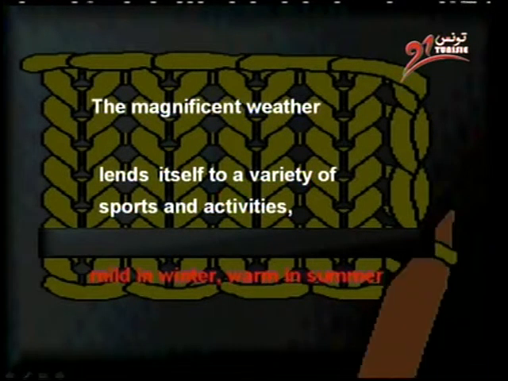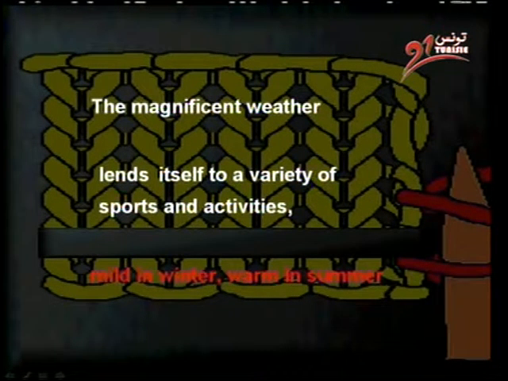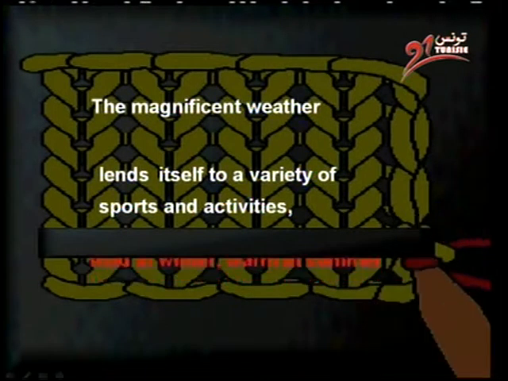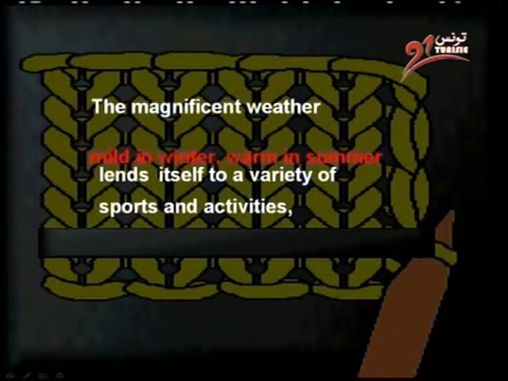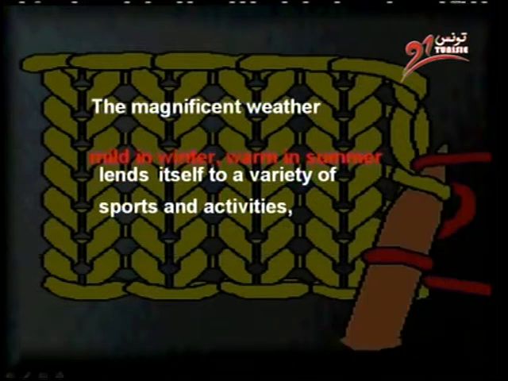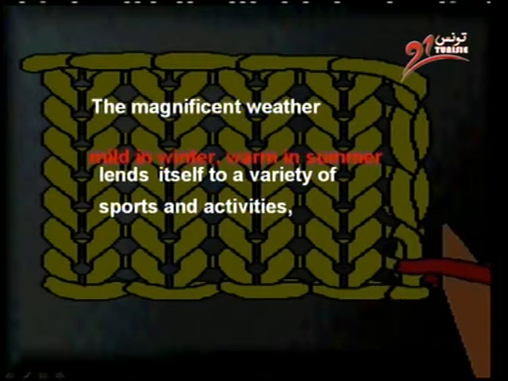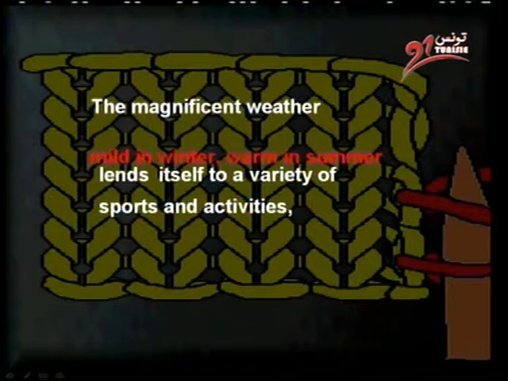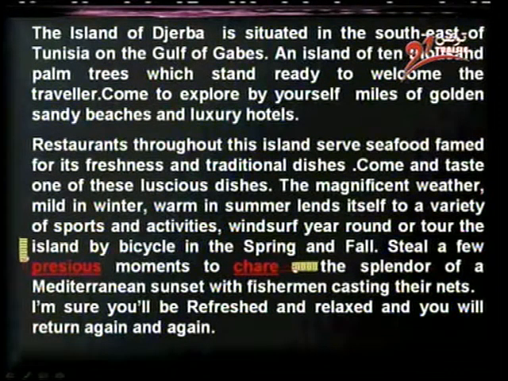We say mild in winter, warm in summer. We cannot say sports are mild in winter and warm in summer, but rather the weather is mild in winter or warm in summer. So we have to move the place of this idea, this part. And now there is no problem, and here we have a safe cloth, a safe writing. The magnificent weather, mild in winter, warm in summer, lends itself to a variety of sports and activities. Now, and here we correct. I'd like you to try to find the other mistakes by yourself and correct them.